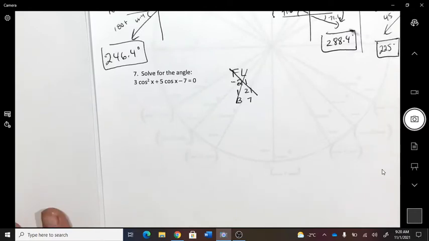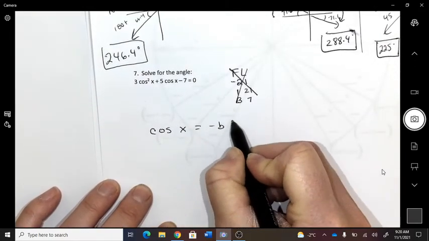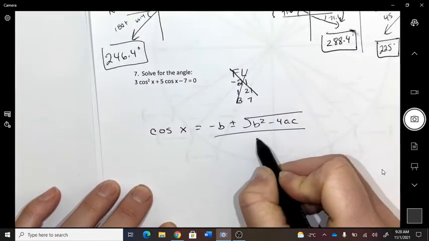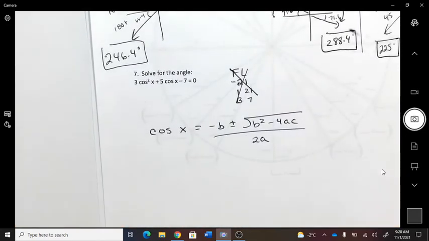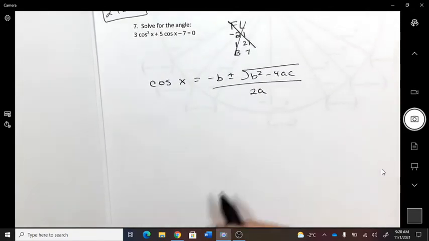If you can't factor, you know what you're going to have to do? The formula. You don't need to write this out, I'm just going to be writing it here. Okay, the quadratic formula.